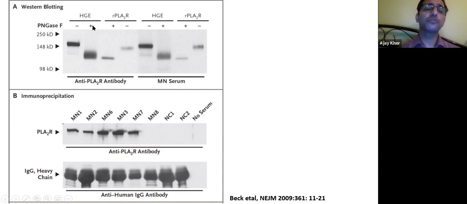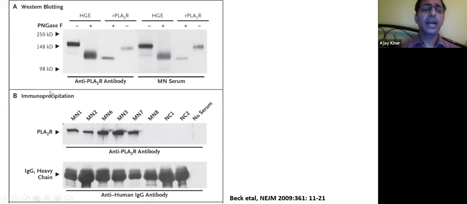And then this is a positive control with a deglycosylating agent, which is the PNGase F. And when you do that, it's at a different size. If you do recombinant PLA2R as well, you get it at this size under reducing conditions, and if you don't use reducing conditions, then at this size because of glycosylation. And then in membranous serum as well, you get the same kind of pattern, depending on whether it's reducing conditions or not.